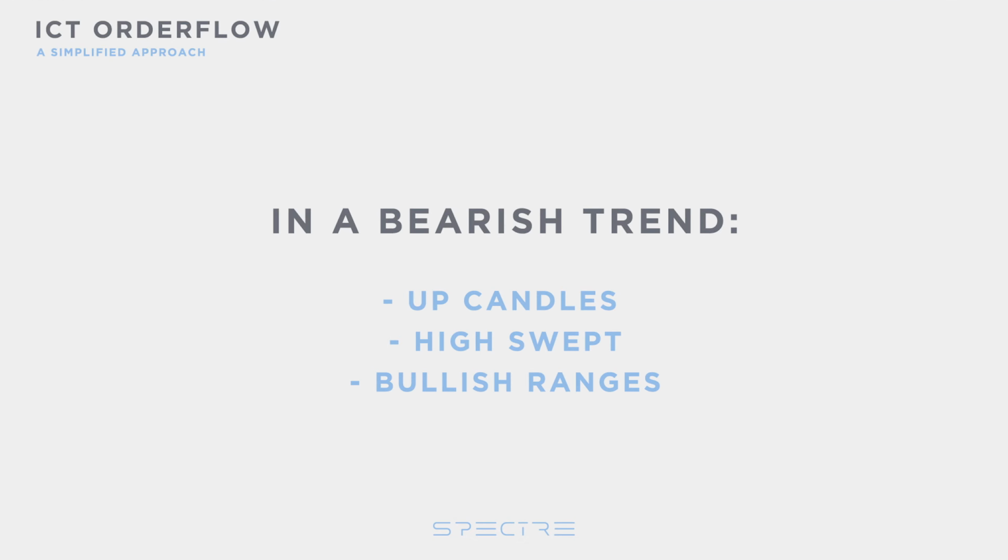So getting straight into it with a bearish trend, there are 3 signatures that we expect price to respect. Now the first one are up candles. The second one, the thing that we need to be seeing, are highs being swept, right? This is manipulation in the market, and we want to see this opposing our direction. So if we are bearish, we want to see buy side liquidity or highs being swept in the market.